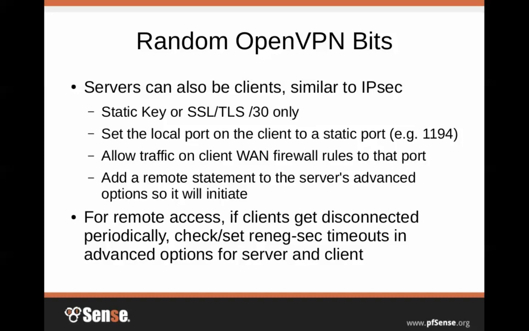And then on the server, in its advanced options, you drop a remote statement in there that points to the IP of the client and that port number, add a semicolon, and bam. They'll both try to initiate. And whichever one connects first, they'll just use that. And if one gets disconnected, they'll try that way or try the other way.